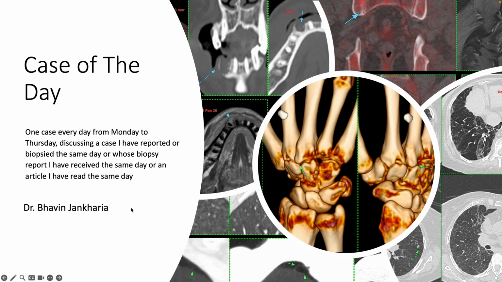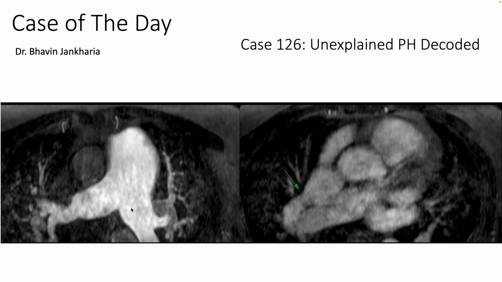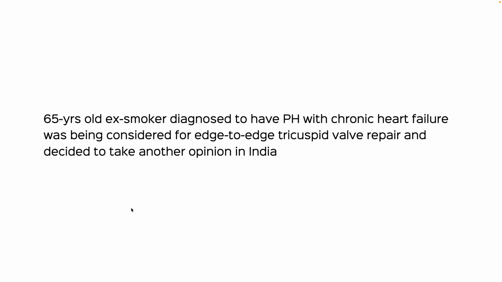So today we have a new case of the day. It's Wednesday and it's the 126th case titled Unexplained pH Decoded. So this is a 65-year-old ex-smoker from another country. He was diagnosed to have chronic heart failure, pH, ex-smoker.